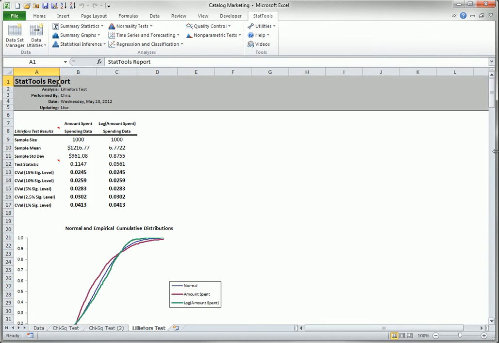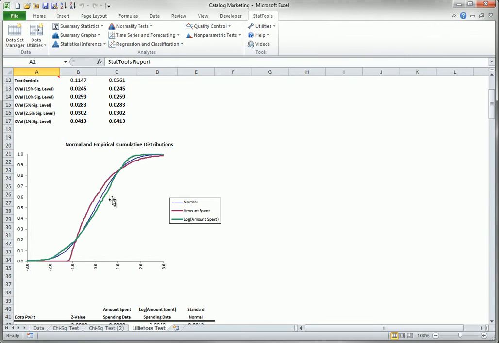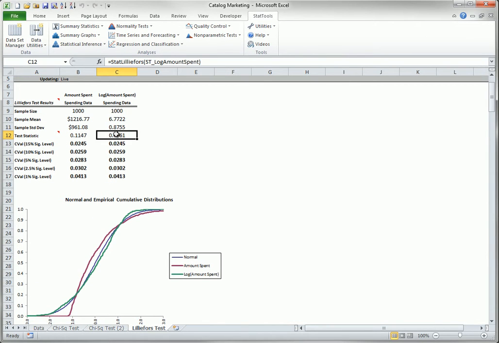Here are the results. Clearly, the cumulative distribution, the green one, for the log is closer to the cumulative of the normal, the blue, than the cumulative of the original data, red, is to the normal. This is reflected in the smaller test statistic for the log, 0.05 versus 0.11. However, each of these is larger than the critical values in boldface, so the bottom line is the same as for the chi-square test. The amount spent variable and its log are both significantly non-normal at all the usual levels of significance.